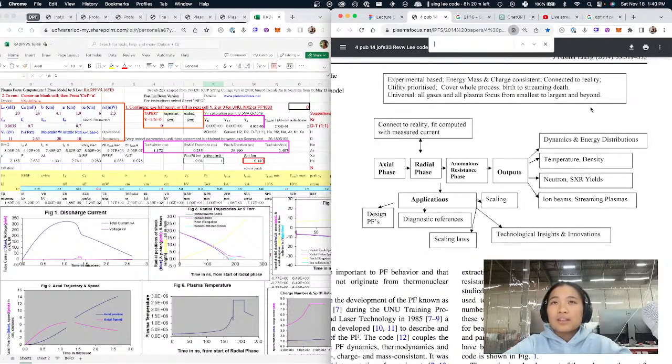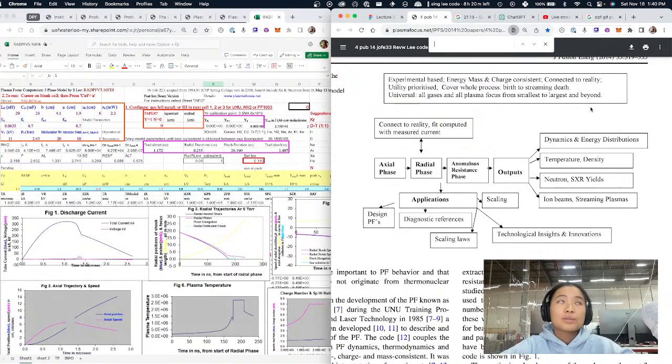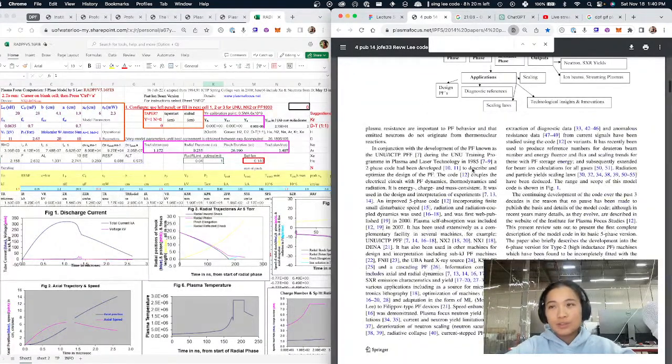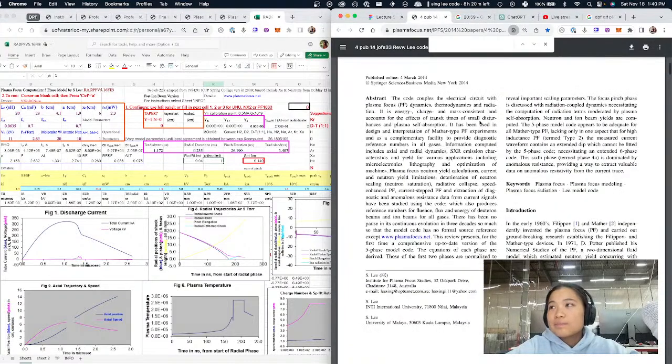Interesting that the commonality between all of the models, the papers, and the descriptions of what is going on, the axial and the radial phase are pretty consistent, and then everything else kind of gets a little wonky. I think it's because it's unclear even to some of the researchers what actually happens then. Yeah, plasma focus. Cool.